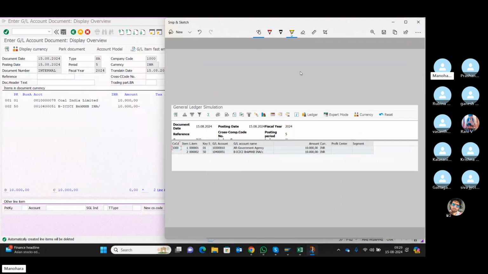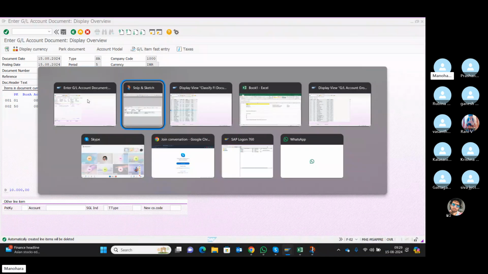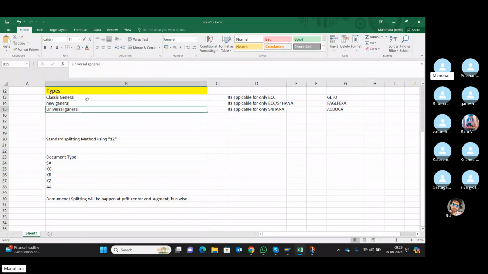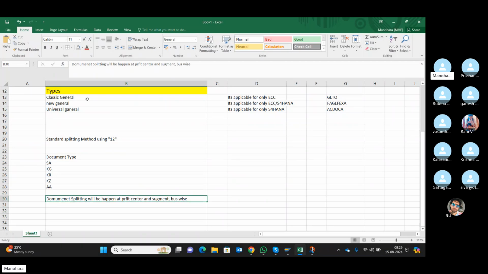See, both are journal entries, but we have differences. For example, this is the main bank. So based on the profit center, the system will understand and split the line items by profit center, segment and business. Profit center and segment are applicable only for the main ledger, not for the subledger, which covers vendors and customers.